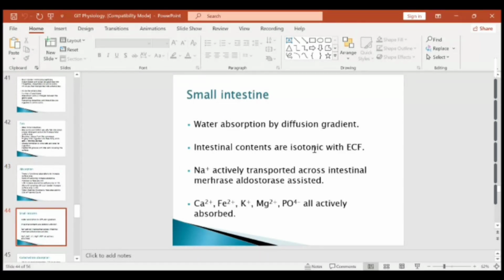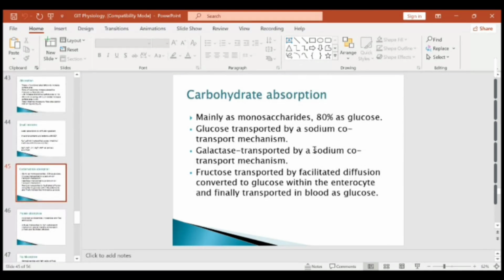So the small intestine is where water is absorbed, and the absorption is through simple diffusion. The sodium is actively transported, and once we transport sodium, the process is passive, such that the water will follow it passively. But other electrolytes such as calcium, iron, and magnesium require active transport.